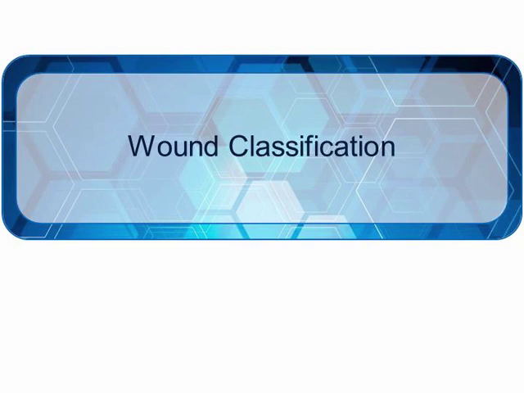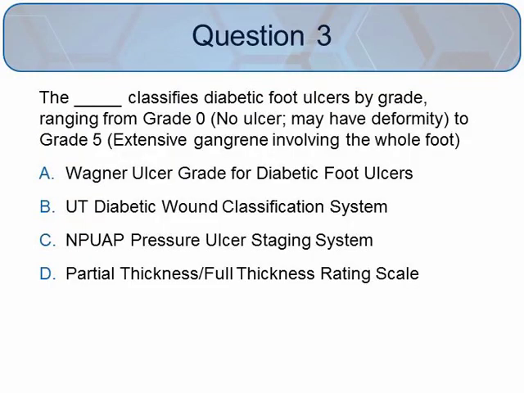This brings us to question 3. The blank classifies diabetic foot ulcers by grade, ranging from grade 0, no ulcer, may have deformity, to grade 5, extensive gangrene involving the whole foot. This is either A, Wagner ulcer grade for diabetic foot ulcers, B, University of Texas Diabetic Wound Classification System, C, NPUAP Pressure Ulcer Staging System, or D, Partial Thickness/Full Thickness Rating Scale.